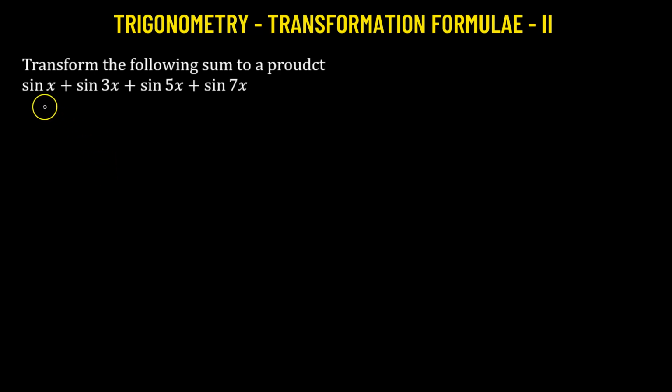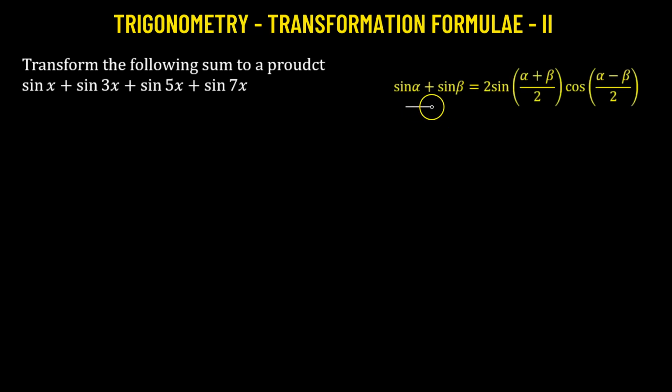So in this problem, we are given the sum of 4 sine functions. Our goal will be to convert the sum into a product. For this, we'll have to use the transformation formula. Let me specify the particular transformation formula that we will be using here.